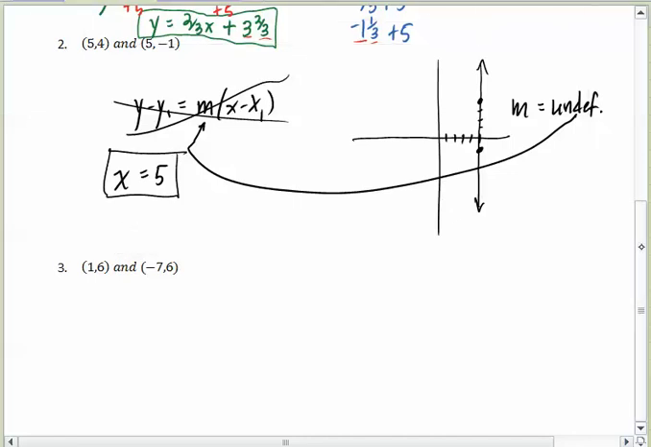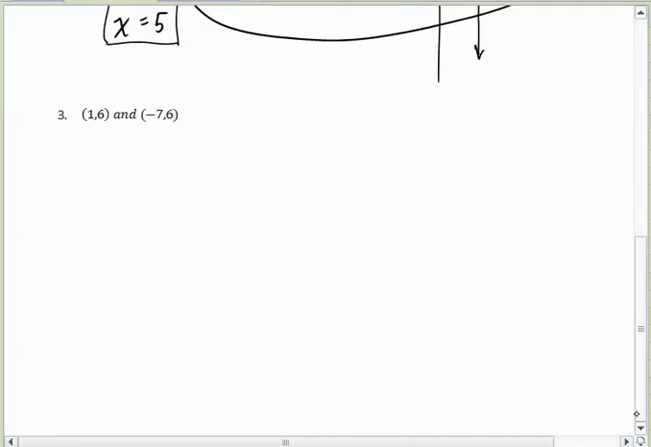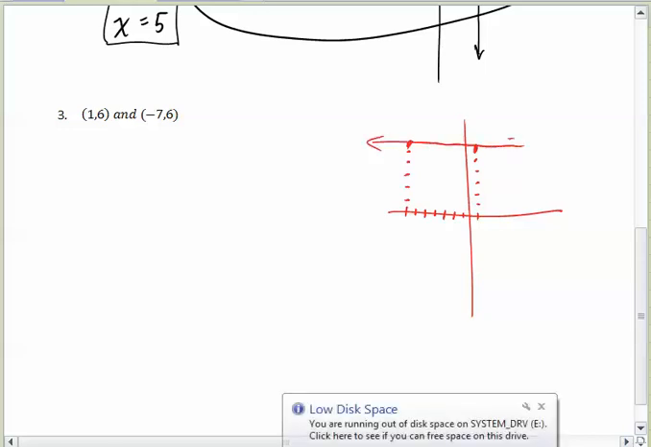Oops. Okay, let's see here. Zoom that up a bit. Okay, I'm going to go ahead and give myself a sketch. I have over 1 up 6. And then I have negative 7 up 6. Alright, so this is a horizontal line. Now, we actually do have a slope, right? That's an actual number. The slope is 0.